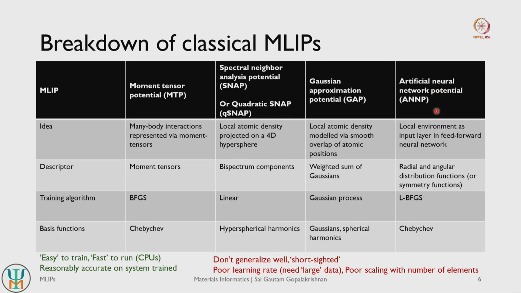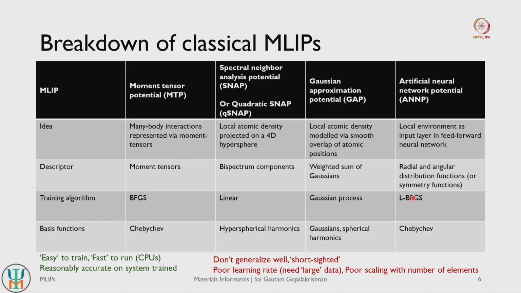And then you have the neural network potential. Here you have a local environment which is expanded via radial and angular distribution functions. These distribution functions give rise to a set of features, or a set of input nodes, for a given structure. Whatever features you generate, you pass on to a feed forward neural network. That is the key idea behind artificial neural network potentials.